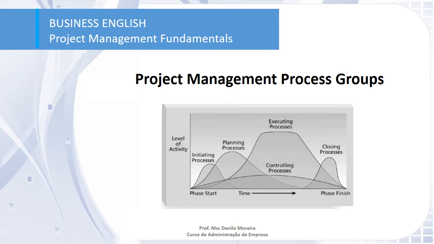This is the chart that we call project management process groups. This is the life cycle of any project. For all the projects, we have these five different phases. The first one is the initiating process. After, we move to planning. After, executing. And in the end, we have the closing process. During all these phases, we also have the controlling processes. We have the start of the project, and we have the end of any project too. As I have said before, we have two different characteristics of any project: it is temporary and unique.